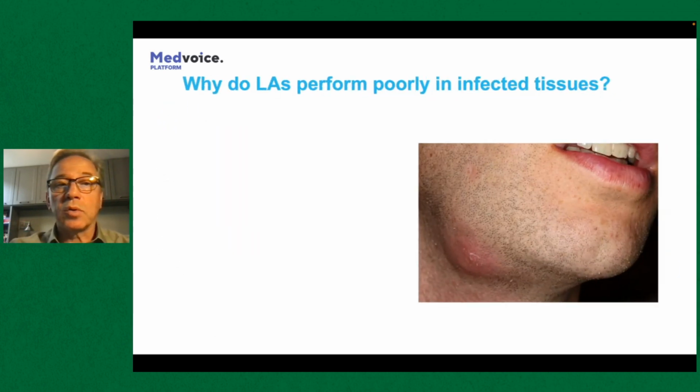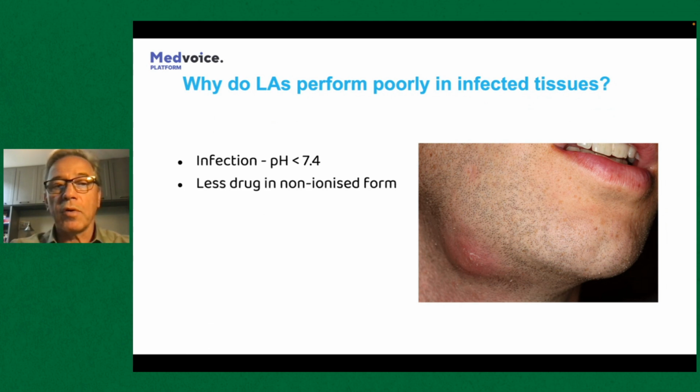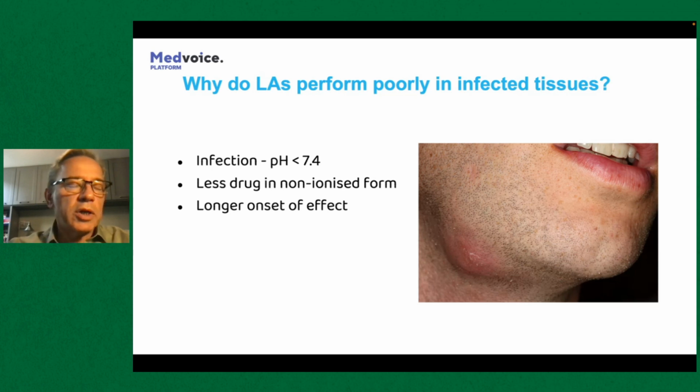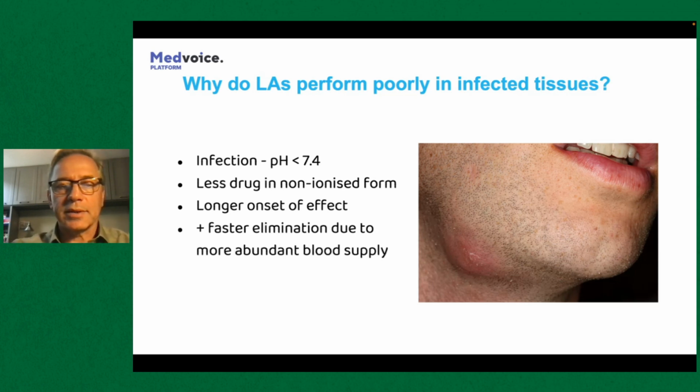So why do local anesthetics perform poorly in the infected tissues? For exactly the same reason. Because in infection, the tissues become acidic, pH drops below 7.4, and less of the non-ionized form is present in the solution. So the onset of action is prolonged. You don't really want to inject into the infected tissues because it's not going to work as well.